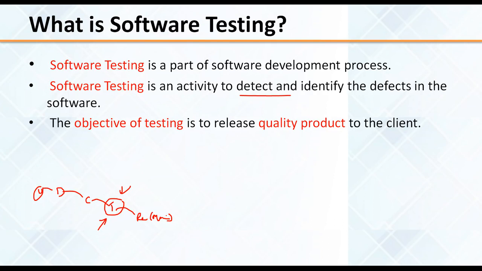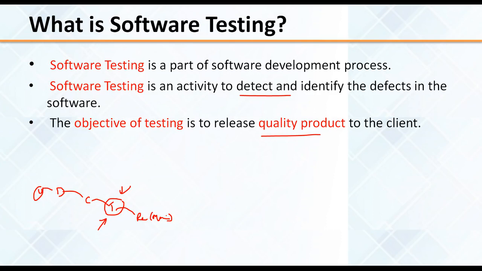And the main objective of testing is to release a quality product to the client. This is the goal of testing. The customer should not have any issues. So before that, we need to test the software thoroughly according to the customer requirement, and it should not have any defects. We need to make sure everything is fine, then we deliver the software to the customer. So this is the main purpose of the testing.